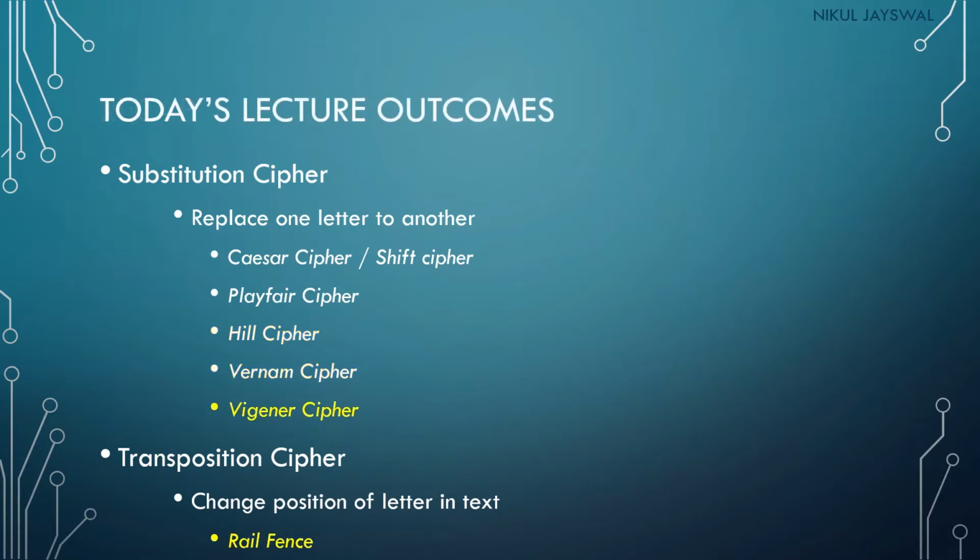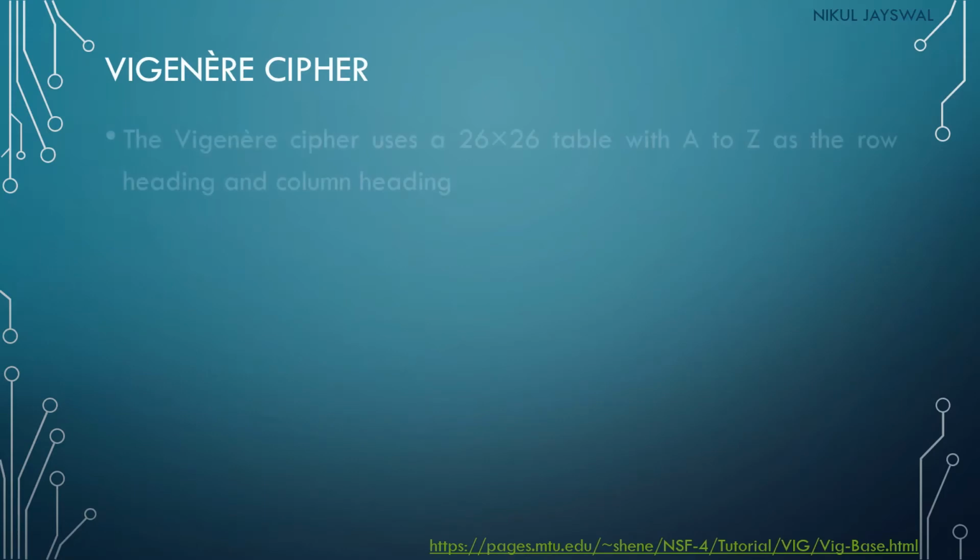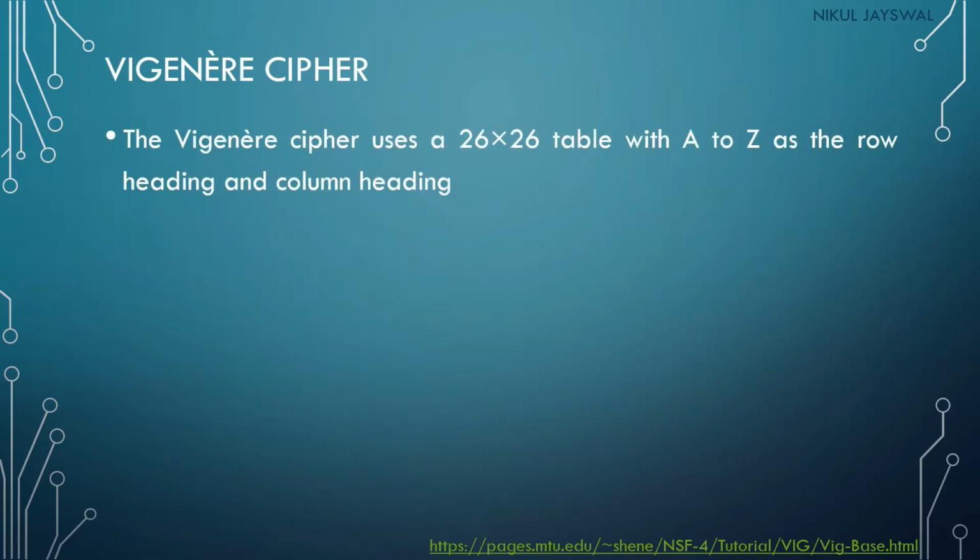Now in today's lecture we will discuss the last substitution cipher algorithm, that is the Vigenere cipher, and after that we will see the transposition cipher and an example of the transposition cipher, that is the Rail-Fence algorithm. So let's start with our first algorithm, the Vigenere cipher. The Vigenere cipher uses a 26 by 26 table with A to Z as the row heading and column heading. So in this algorithm we will use the 26 by 26 table.